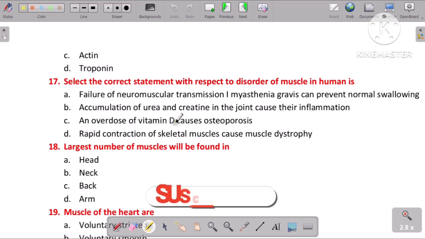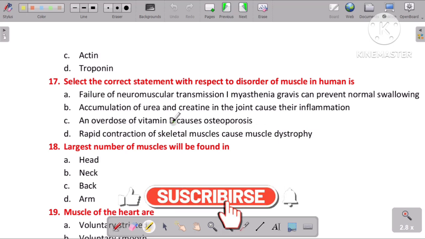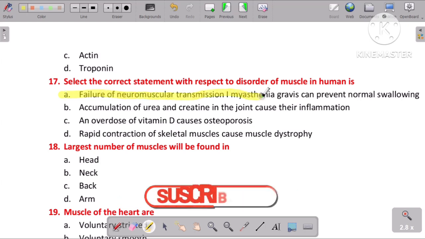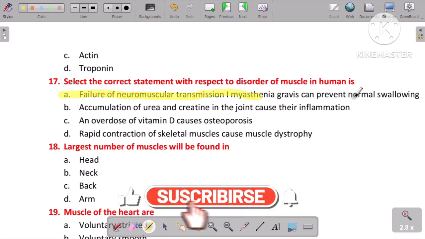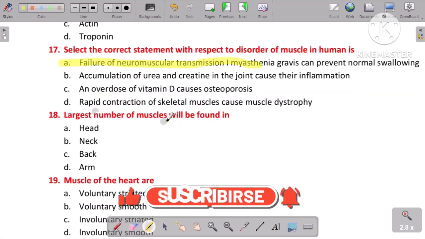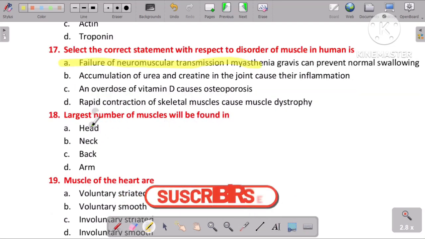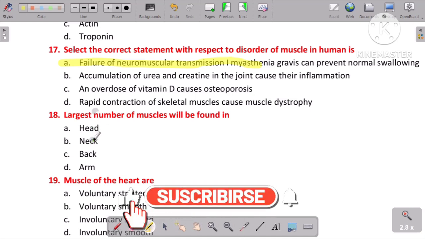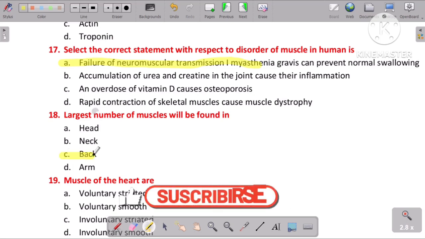So the right answer is option A, failure of neuromuscular transmission in myasthenia gravis can prevent normal swelling. The next question is: the largest number of muscles will be found in option A head, option B neck, option B back, option C arm. So the right answer is option C, back.